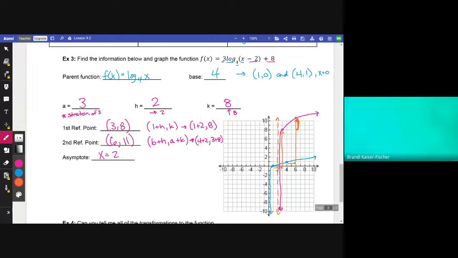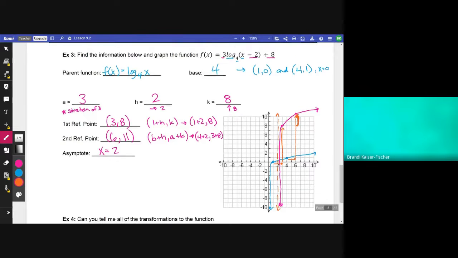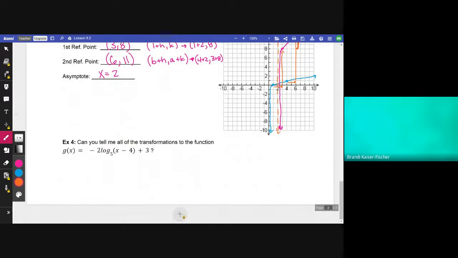Okay, so just to give you an idea, I'm trying to make connections to old things and bring them back into our newer stuff, because there are things to keep in mind. But I do want to wrap this up. Sorry that this is going a little long. Let's just take a look at number 4 real quick. Can you tell me the transformations that are going on here?